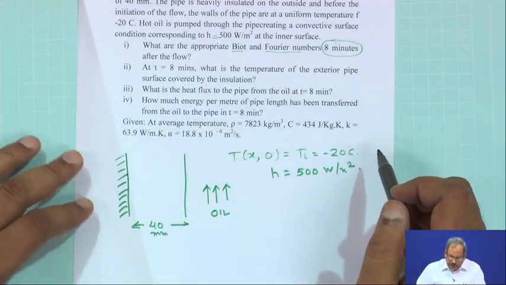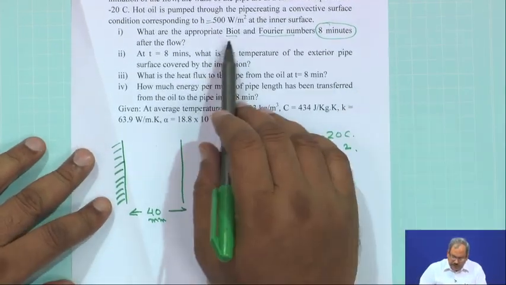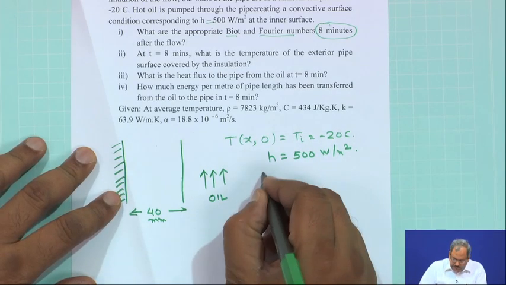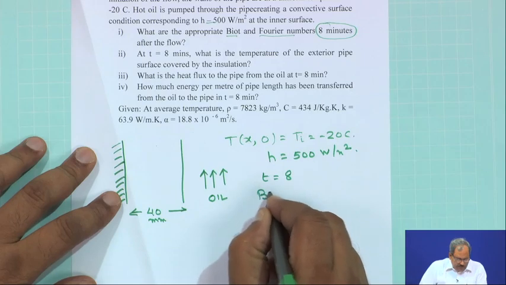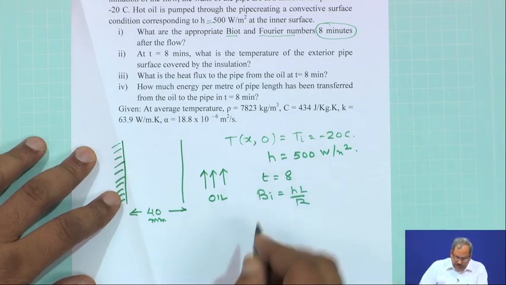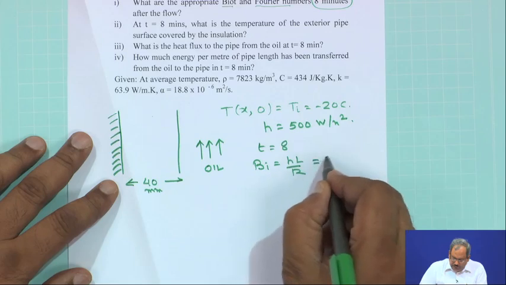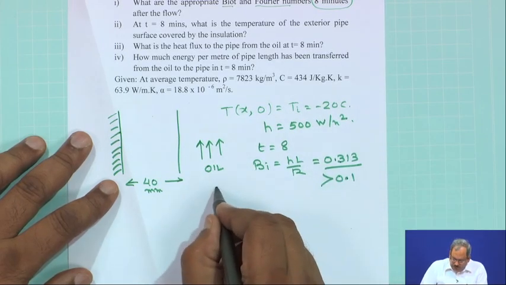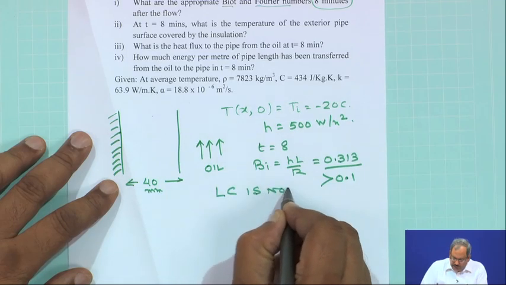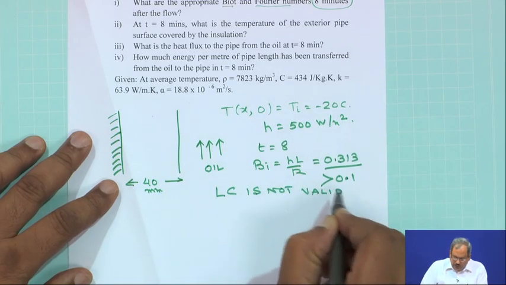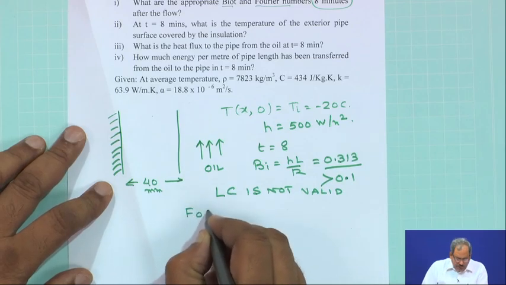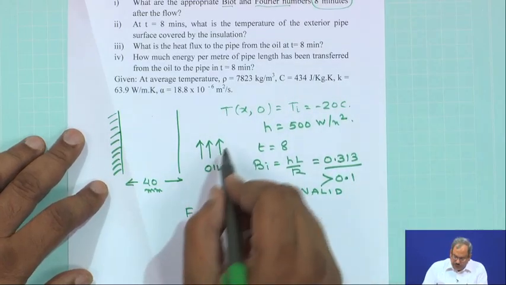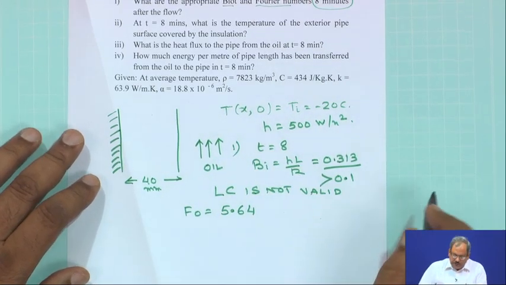So, what we can do first is to calculate the Biot number after t equals 8 minutes. The Biot number is hL by k, and by putting the values in there, you would see that the Biot number is equal to 0.313. So, it is definitely greater than 0.1, so the lumped capacitance model is not valid. That is one observation, and you can also obtain the value of the Fourier number, and you should check yourself that it comes to 5.64. So, this is the first part of the problem.